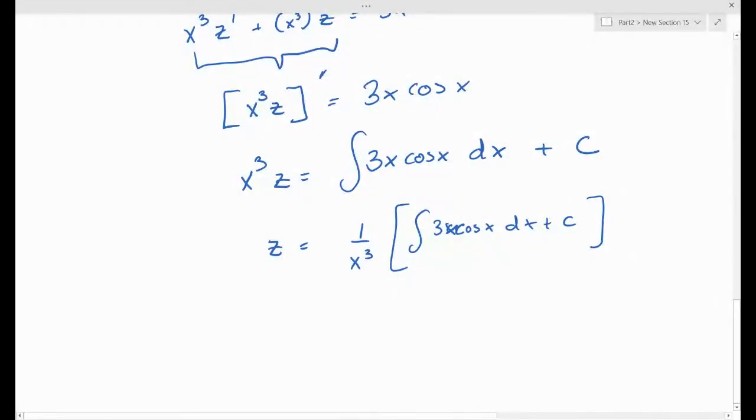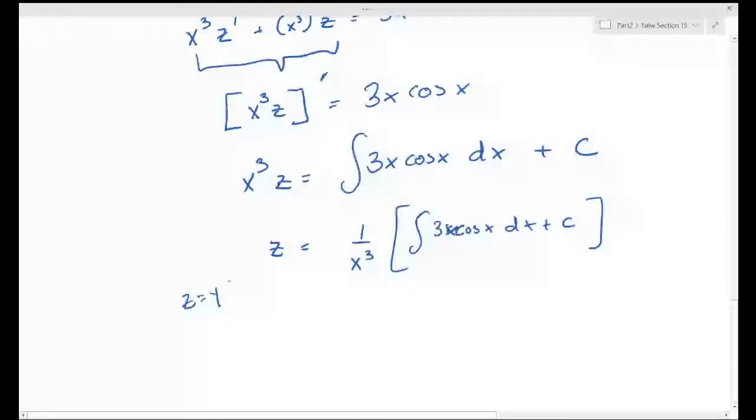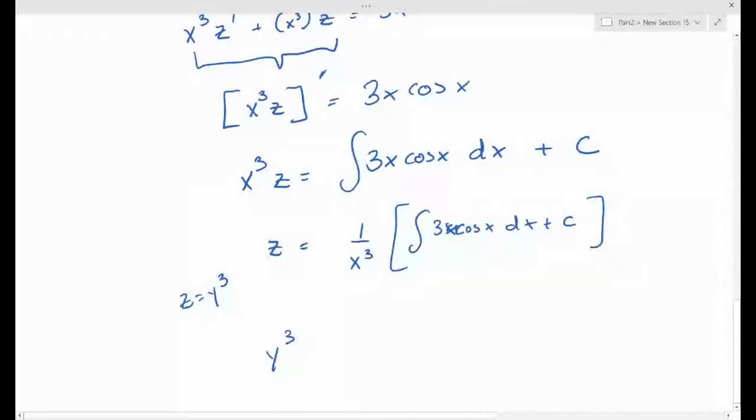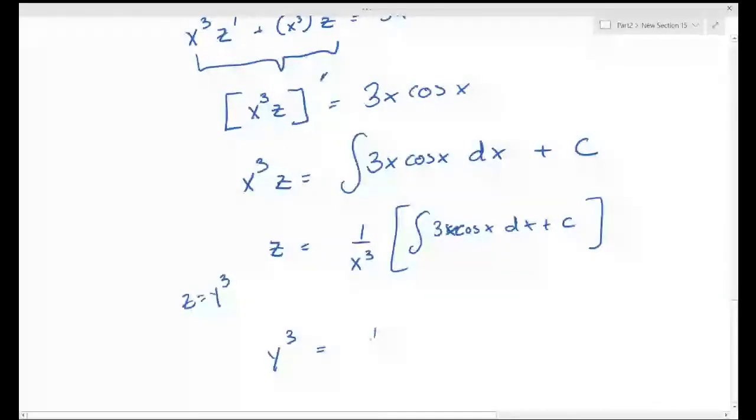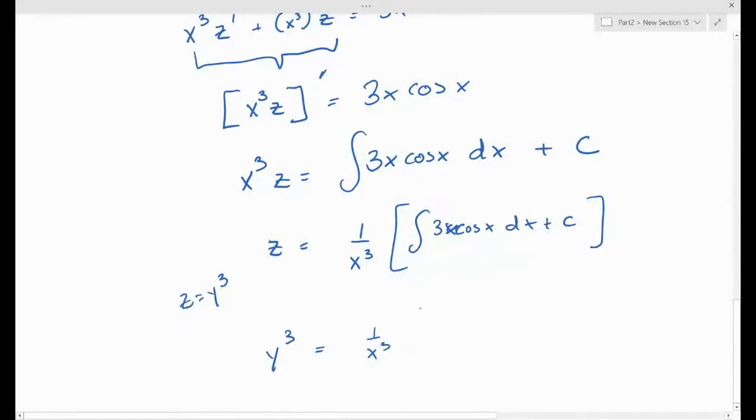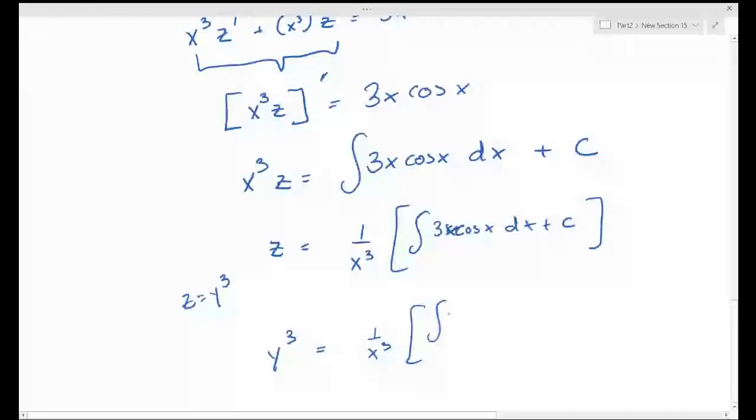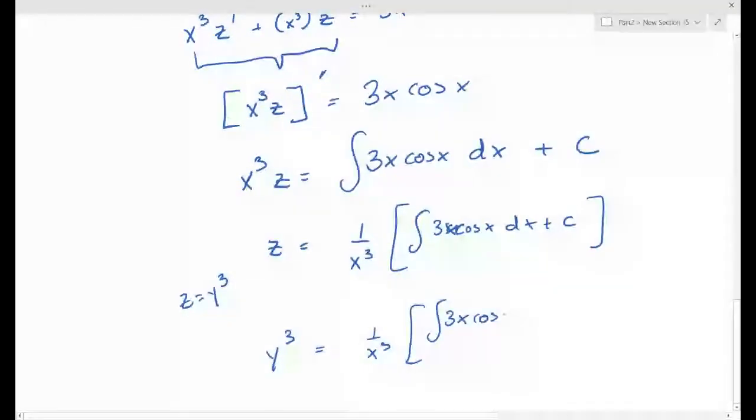And then remember to back substitute. We know that z is really y cubed. Anyway, you have some implicit solution. Okay. And I don't feel like doing integration by parts to compute the integral of 3x cosine x. Okay.